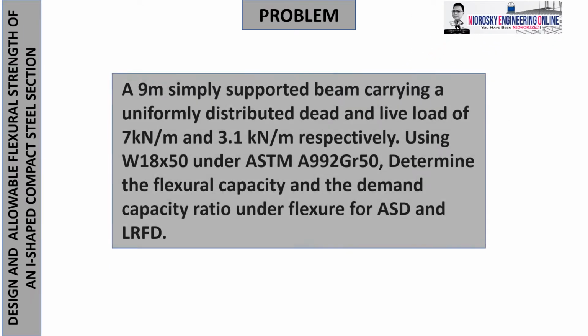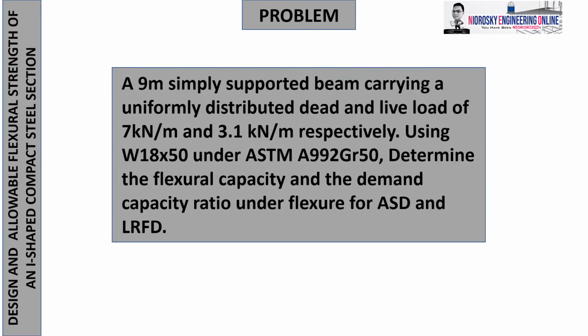Suppose that we have this problem: a 9-meter simply supported beam carrying a uniformly distributed dead and live load of 7 kN per meter and 3.1 kN per meter respectively. So using a section of W18 x 50 under ASTM standard A992 Grade 50, determine the flexural capacity and the demand capacity ratio under flexure for ASD and LRFD.